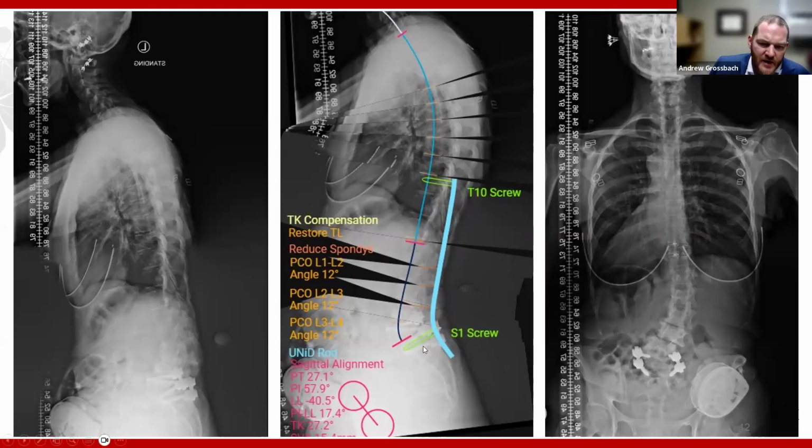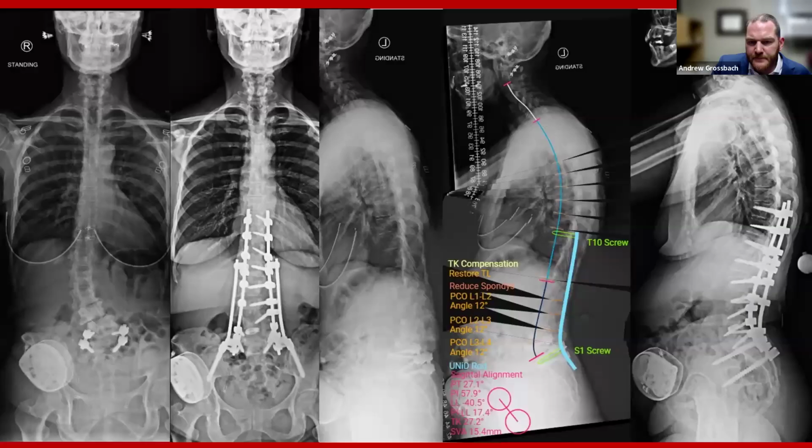So here's our plan in the middle. We plan to do it with all posterior column osteotomies. I was hoping to get an interbody in at L4-5, but I wasn't sure if I was going to be able to, so I planned it without. And then on the right here, you can see coronally, not terrible, but she's definitely got some curve in the lumbar spine there.